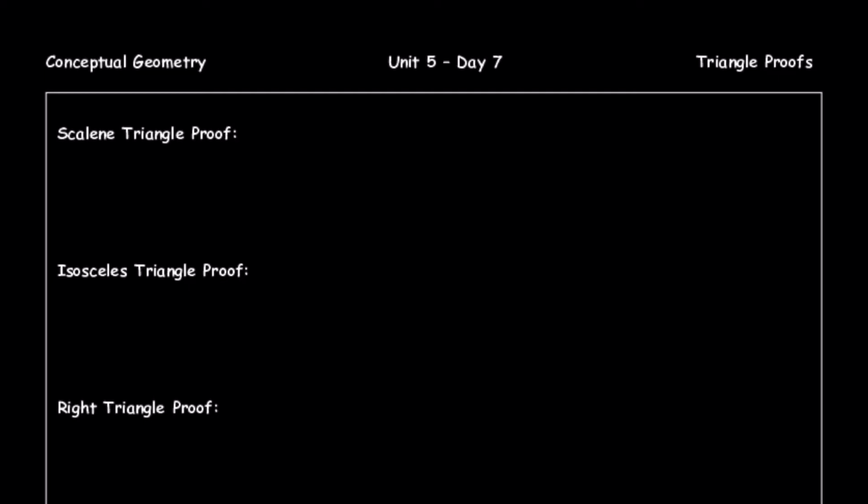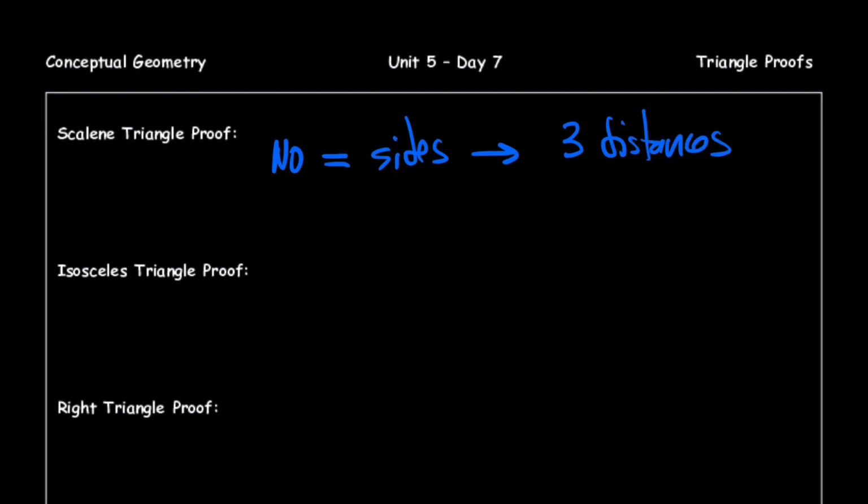So, scalene triangle proof. What do you guys know about a scalene triangle? Hopefully you remember it has no equal sides. Therefore, we have to apply three distances and show that they're all different.